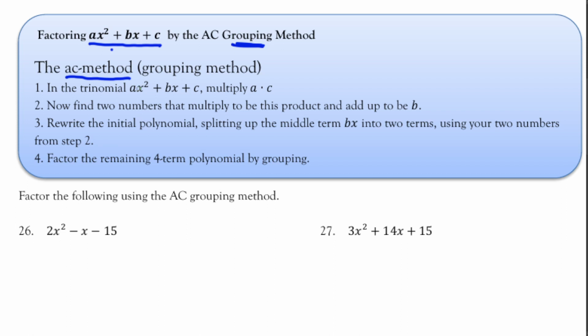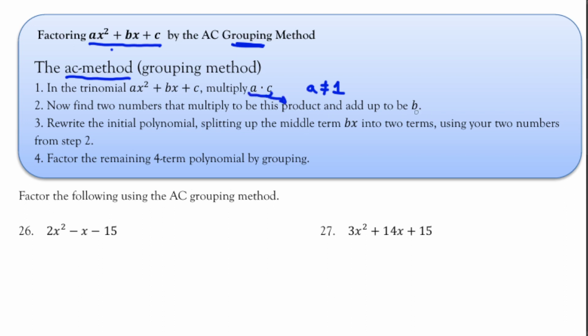So it says, first, if you have the trinomial, notice trinomial means 3 terms, ax squared plus bx plus c, and you have this a here, a being something other than 1, then if a is not 1, we cannot use the nice shortcut method that was in the previous video. Instead, we'll have to use this method, and it starts by multiplying a times c. Now you find 2 numbers that multiply to ac and add up to b.